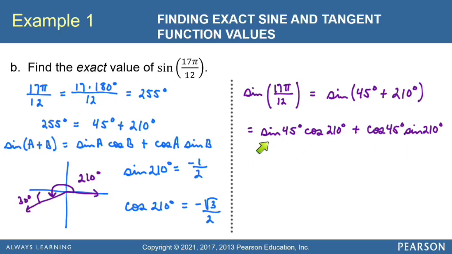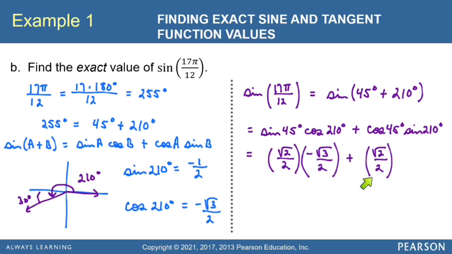So the sine of 45 degrees is equal to square root of 2 over 2. Cosine of 210 degrees, we know, is negative square root of 3 over 2. Then we have our plus. Cosine of 45 degrees is going to be, again, square root of 2 over 2. Sine of 210 degrees is going to be negative 1/2.